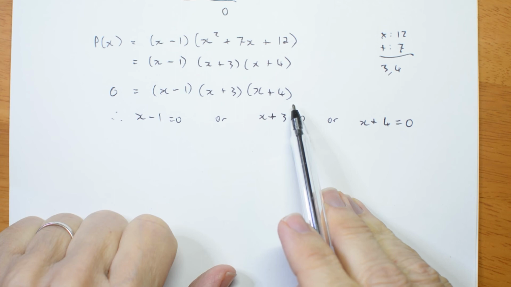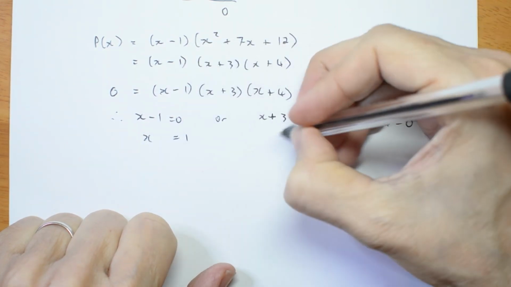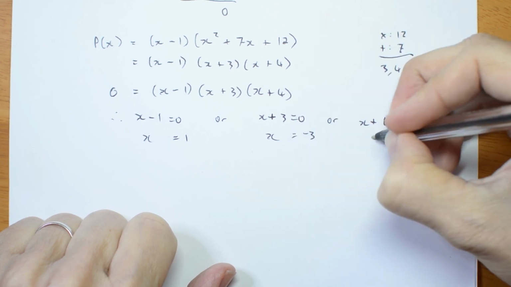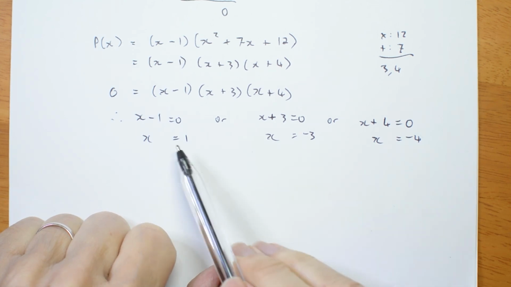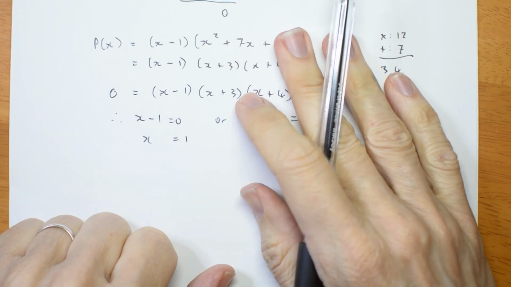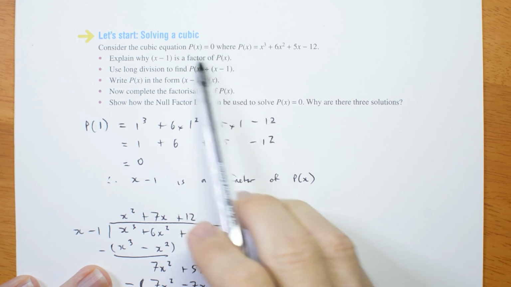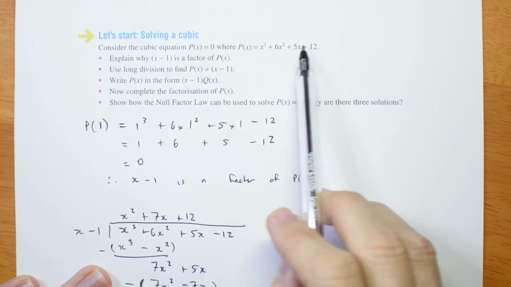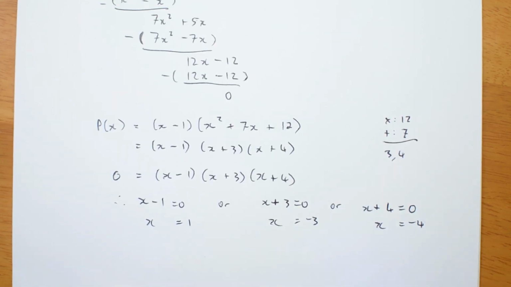If this product is 0, then one of these factors must be 0. Now you've done this before with quadratics. That means x is 1, or x is negative 3, or x is negative 4. So, if x is any of these three values, then my original equation will be 0, will be true. This polynomial evaluates to 0 at any of these three values, and that's why there's three possible solutions, because I had three factors here, all of which could be made to be equal to 0.